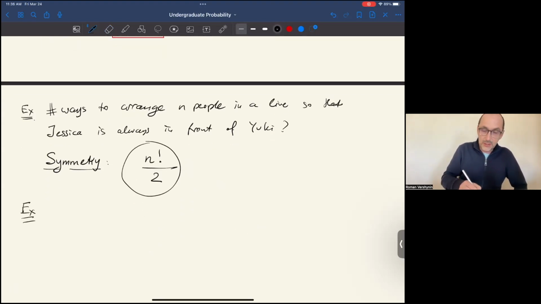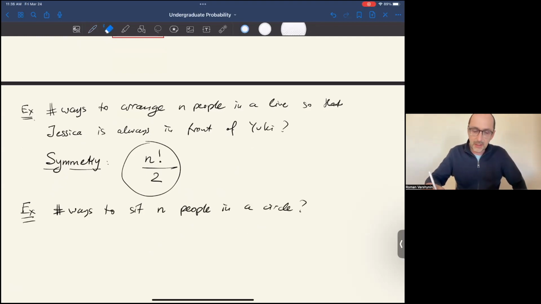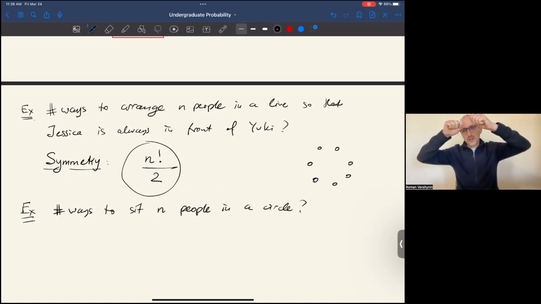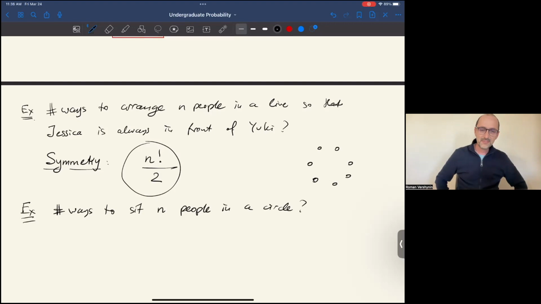Let me just finish with a question for which I will not give you the answer, but I would like you to think of it by yourself. How many ways are there to sit n people in a circle? Maybe think about a lawn and you would like to sit, in this case, 1, 2, 3, 4, 5, 6, 7 people in a circle like this. It's very similar to a line, except you just join the endpoints of the line. Think about this problem, try to do it by yourself, and stay with me for the next episode.